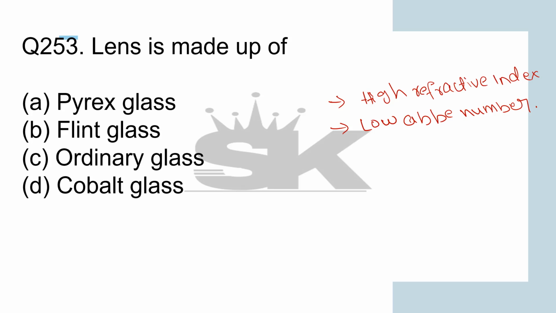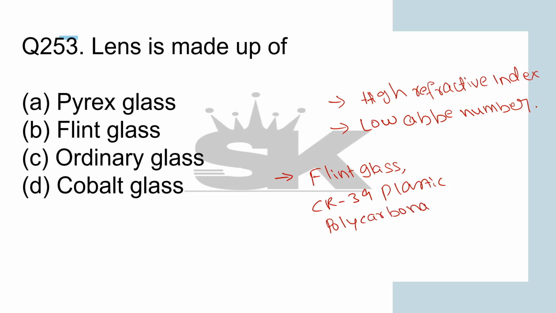Common examples of lens material are flint glass, CR39 plastic, polycarbonate plastic, and 1.67 high index plastic. Flint glass is a heavy durable glass that is also called crystal. It has a high refractive index and is used to make lenses and prisms.